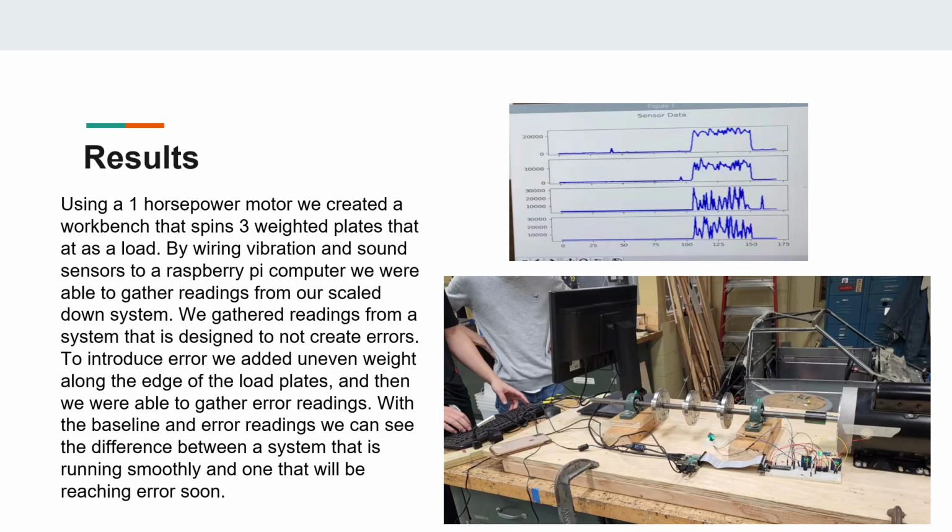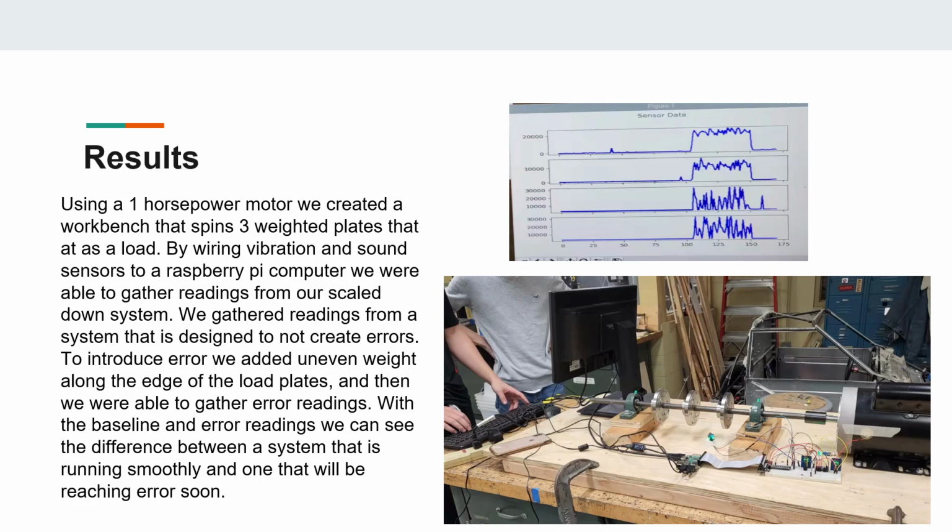So the top 2 graphs there on the results are the vibration when it is all running smoothly versus the bottom 2 graphs are the vibration when we have the error introduced. Whenever we made the load plates uneven, the entire board started trying to move and kind of shake around just due to the fact that the load plates were uneven and were spinning at a crazy frequency.